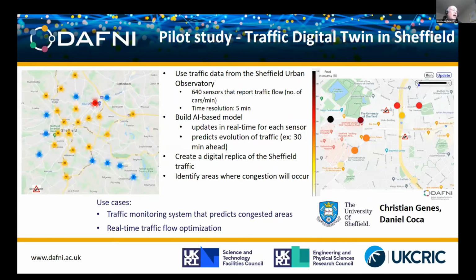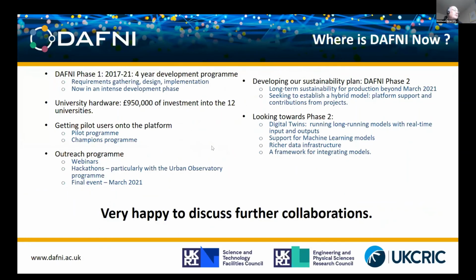So this is an attempt to do a digital twin where we have a large number of sensors around the city of Sheffield in their urban observatory. We're looking at traffic flow, and Christian Jeans and Daniel Coker from Sheffield are building an AI-based model to update that in real time from each sensor, and then try to predict what the traffic is going to be over the next 30 minutes, and then potentially feeding that back to Sheffield to maybe control their traffic flows.